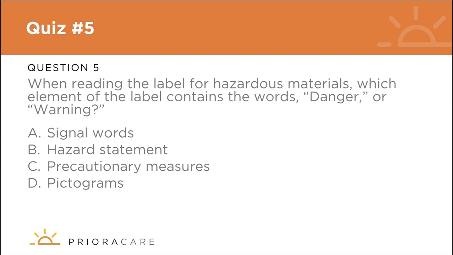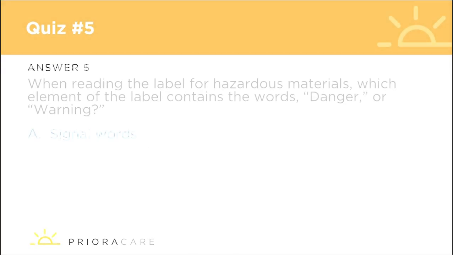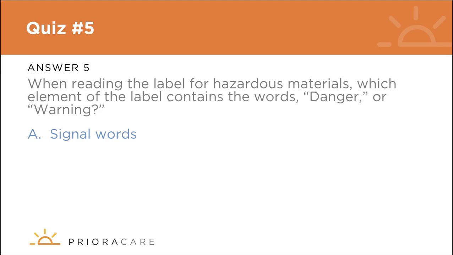So here is quiz question number 5. When reading the label for hazardous materials, which element of the label contains the words danger or warning? Is it A, signal words, B, hazard statement, C, precautionary measures, or D, pictograms? You got it. The answer is A. The signal words are the elements of the label that contain the words danger or warning.